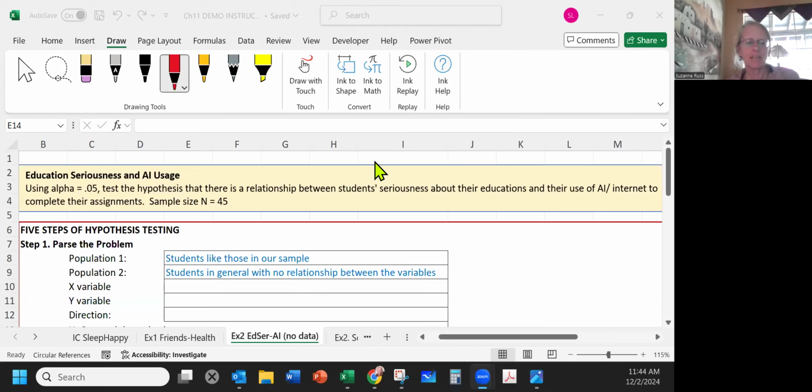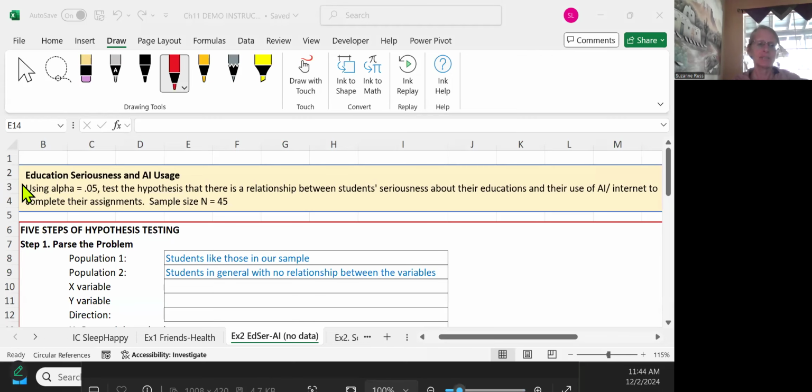So the problem we're working with today is called Education Seriousness and AI Usage. And the prompt is: using alpha equals 0.05, test the hypothesis that there is a relationship between student seriousness about their educations and their use of AI internet to complete their assignments. Sample size n equals 45. And I've begun the process comparing students like those in our sample with students in general who have no relationship between the variables.